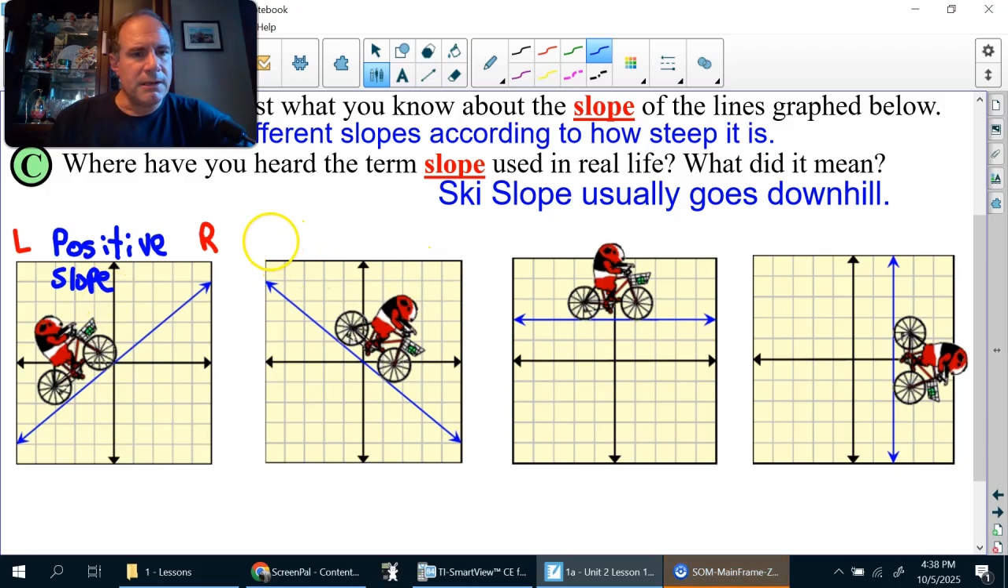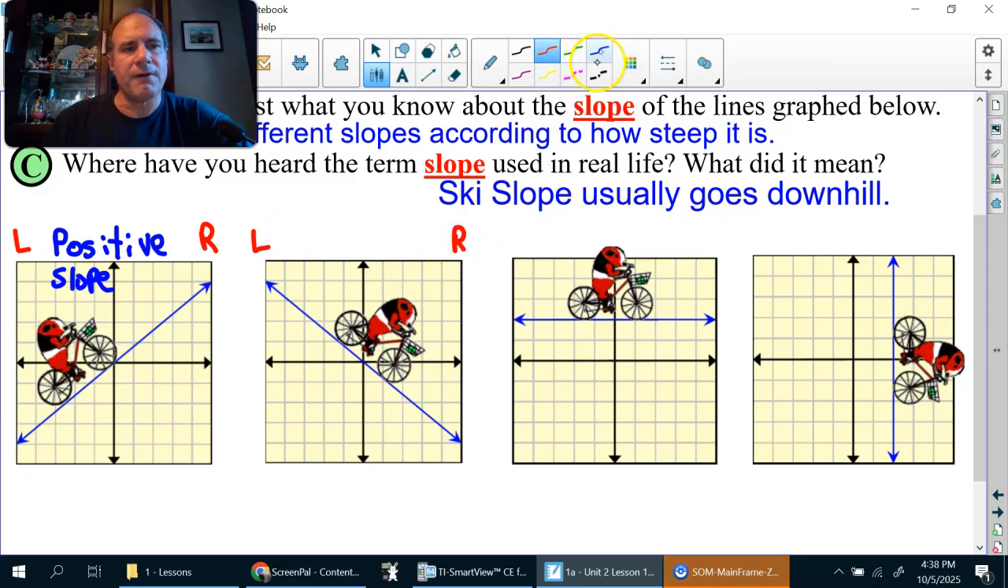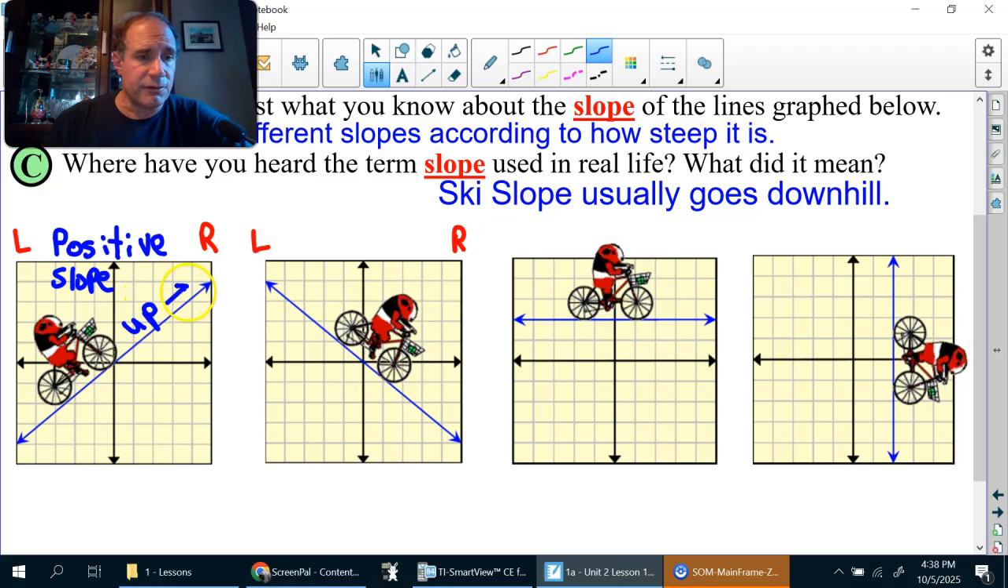So this one right here, we're going to put the same thing, L and R. And you know, if you're reading it from left to right, this is going downhill. So this is going up, and that's a positive slope. This one would be going down, and down is this way. Down is a negative slope.